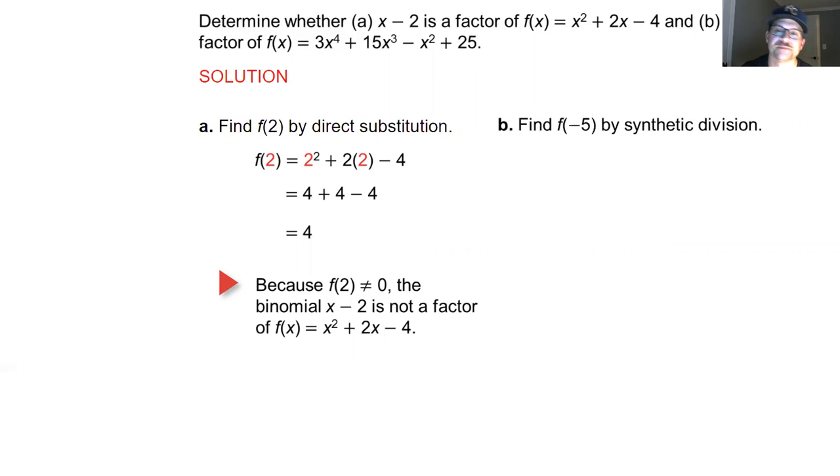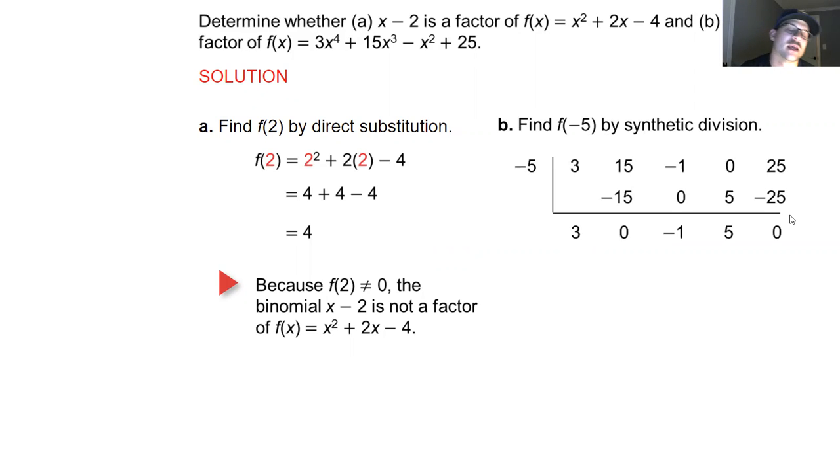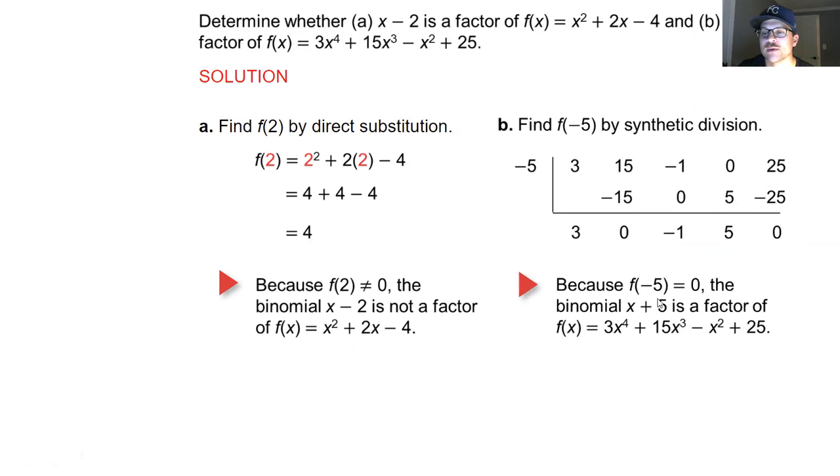Looking at part B, we're going to find f of -5, and we can also use synthetic division if we don't want to plug it in. So you plug in -5 as your k term on the outside, using your coefficients of 3, 15, -1, and 25. So bring it down, multiply, bring it down, multiply, and continue all the way down. And your last term is a 0. So since your remainder is 0, x plus 5 is a factor of that function.